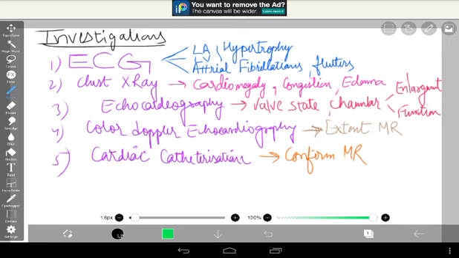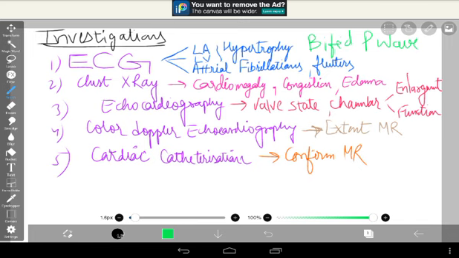So how does it show left ventricular and atrial hypertrophy? It shows a bifid P wave. This is what you need to know. It shows a bifid P wave. So by this we came to know about hypertrophies and all.